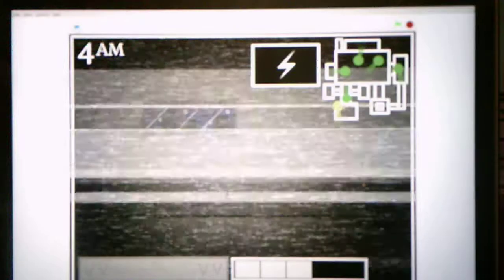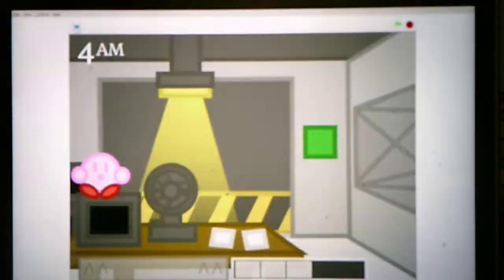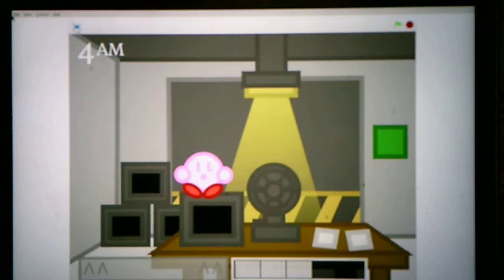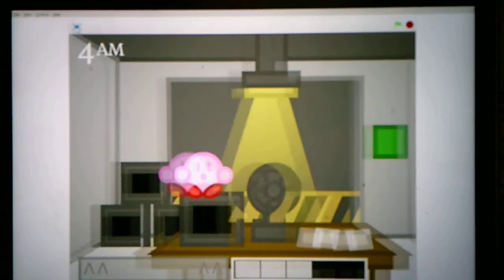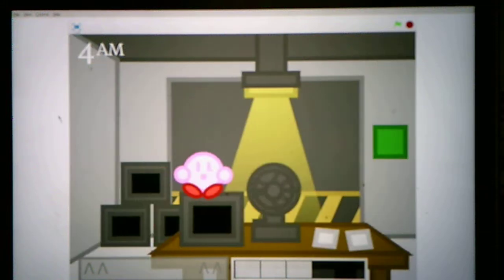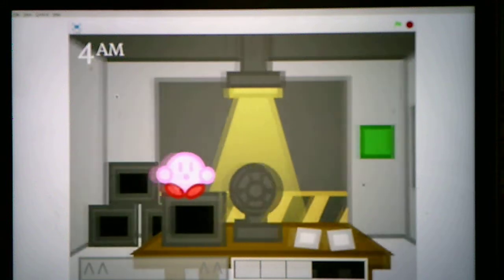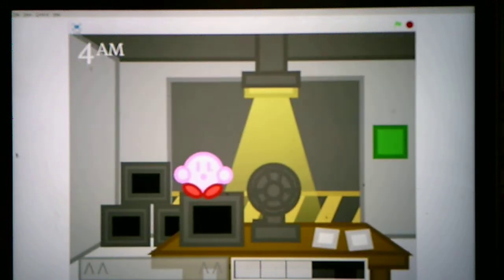Okay, let me check the cameras, because I need to focus on that. And I only have a limited amount of battery, so I gotta be careful with it. Okay, how long is that sound gonna make that sound? I guess it's gonna make that sound until they go away. I hope they go away soon.